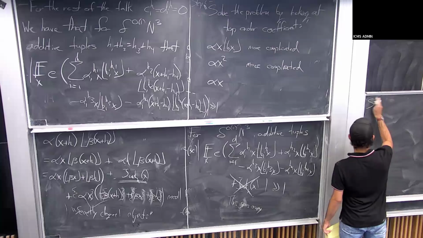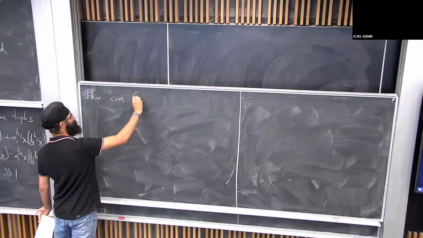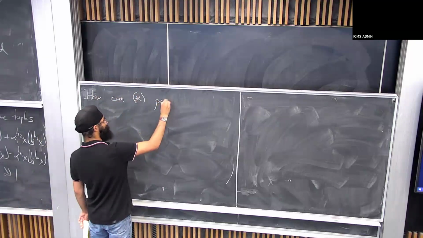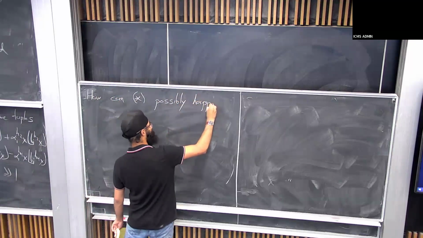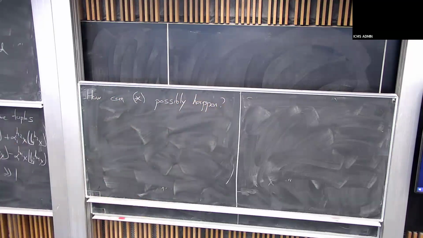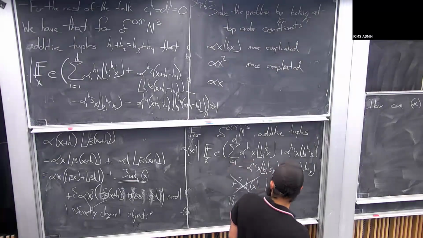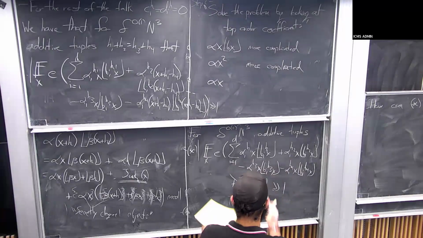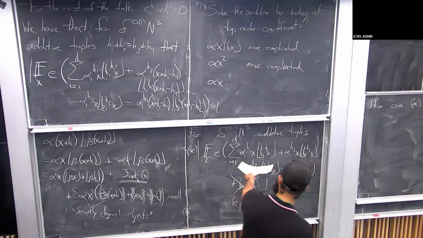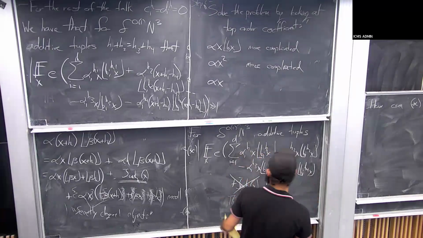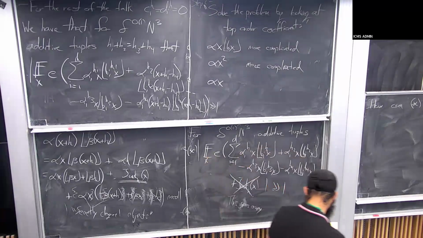So the question is, how can star possibly happen? Okay, let's try to figure out cases where this can happen. So what do I have? I have this set of coefficients for each h, and I want to say that for many additive tuples, I have this situation.